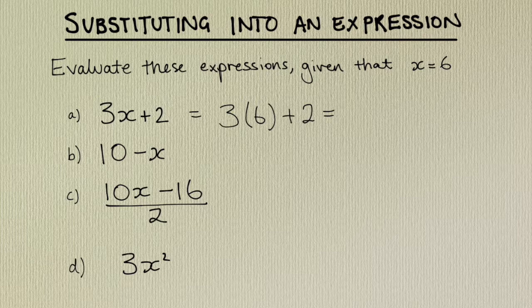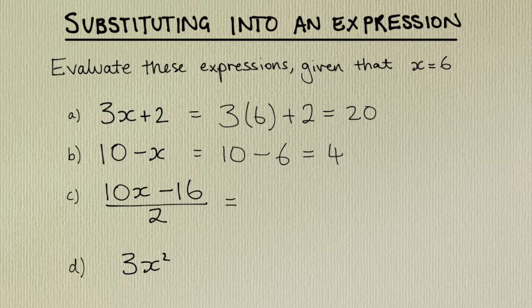Now when you've got two values next to each other with brackets, that means multiplying. So that's 3 multiplied by 6. 3 times 6 is 18 plus 2. That's going to be 20. The next one, 10 minus x. Again, start writing out your expression as though you're going to write the exact same thing, but when you get to x, instead of writing x, write 6. So that's just going to be 10 take 6, which will be 4.